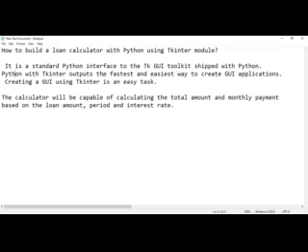Moreover, when we build this loan calculator app, it will be capable of calculating the total amount and monthly payment based on the loan amount, number of years, and interest rate also. So let's go for the coding and let us go for execution also. I switch to coding here now.